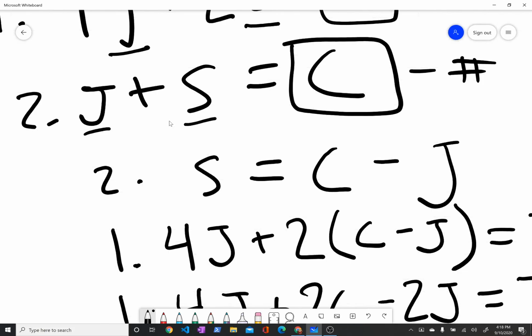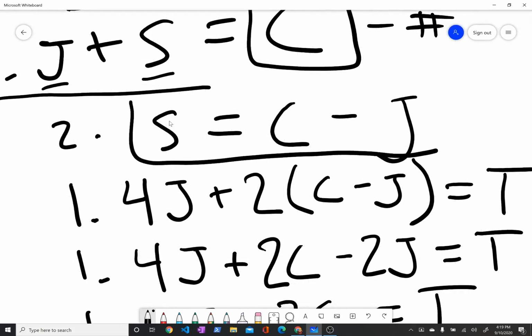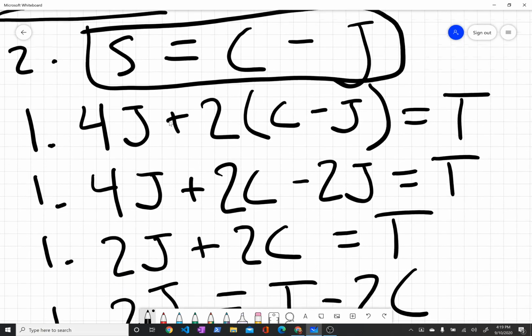So I'm going to rewrite equation 2 to put it in terms of S. What is S equal to? We just subtract J from both sides, and we say S, the number of small burgers, is equal to the number of cheese slices less the number of jumbo burgers. Once we've rewritten S like this, we can replace our use of S in the first equation with our reformulation of it. So we say 4 times J plus 2 times how we wrote S up here is equal to T, the number of tomato slices.